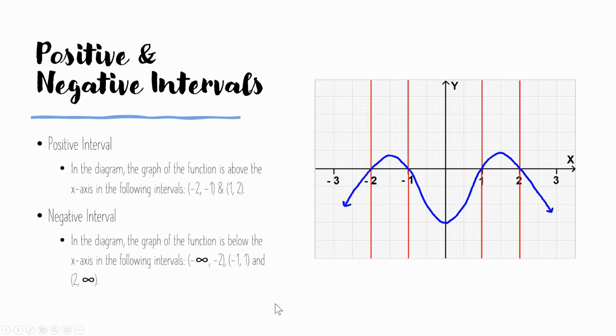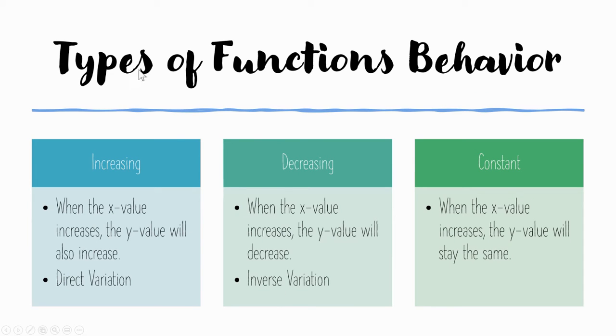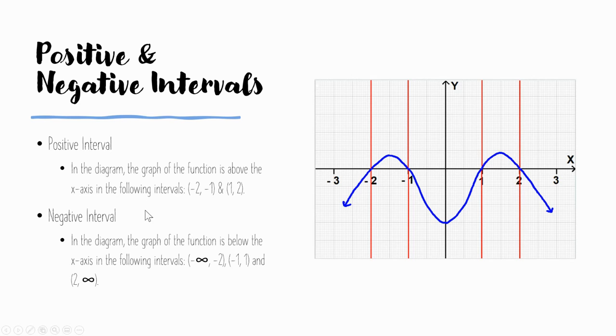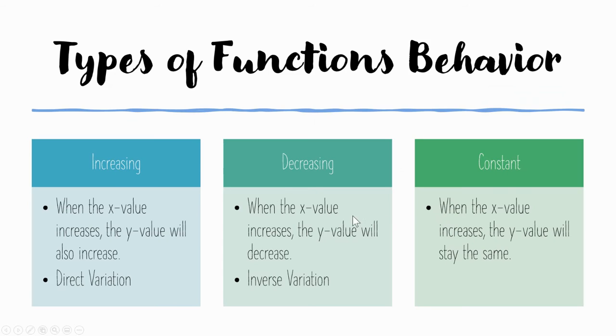So moving right along. Now we have types of function behavior. This is what's going to be kind of weird. These are just positive and negative intervals. Now we're actually going to be looking at the behavior rather than just looking at the location of the graph as being above the x-axis and below the x-axis. You have what's called increasing behavior. Increasing behavior is when the x value increases, the y value also increases.